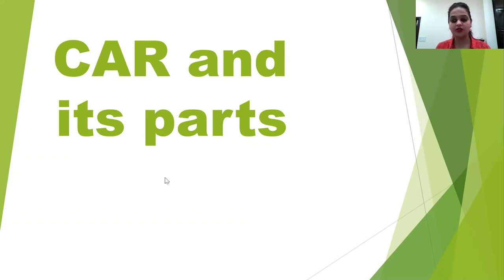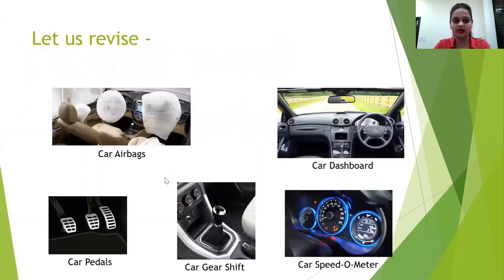So children, today also we will be talking about the different parts of the car. But before we start discussing new parts, I want you all to quickly revise what we did in the last session. As you can see on the screen, we discussed the following parts, the car airbags. The purpose of the airbag is to provide the vehicle occupant with a soft cushioning and restraint during a crash. Then the car dashboard. The car dashboard houses many car equipment such as the entertainment system, AC vents, control buttons and speedometer, and even multiple knobs that help operate different functionalities of the car, right?